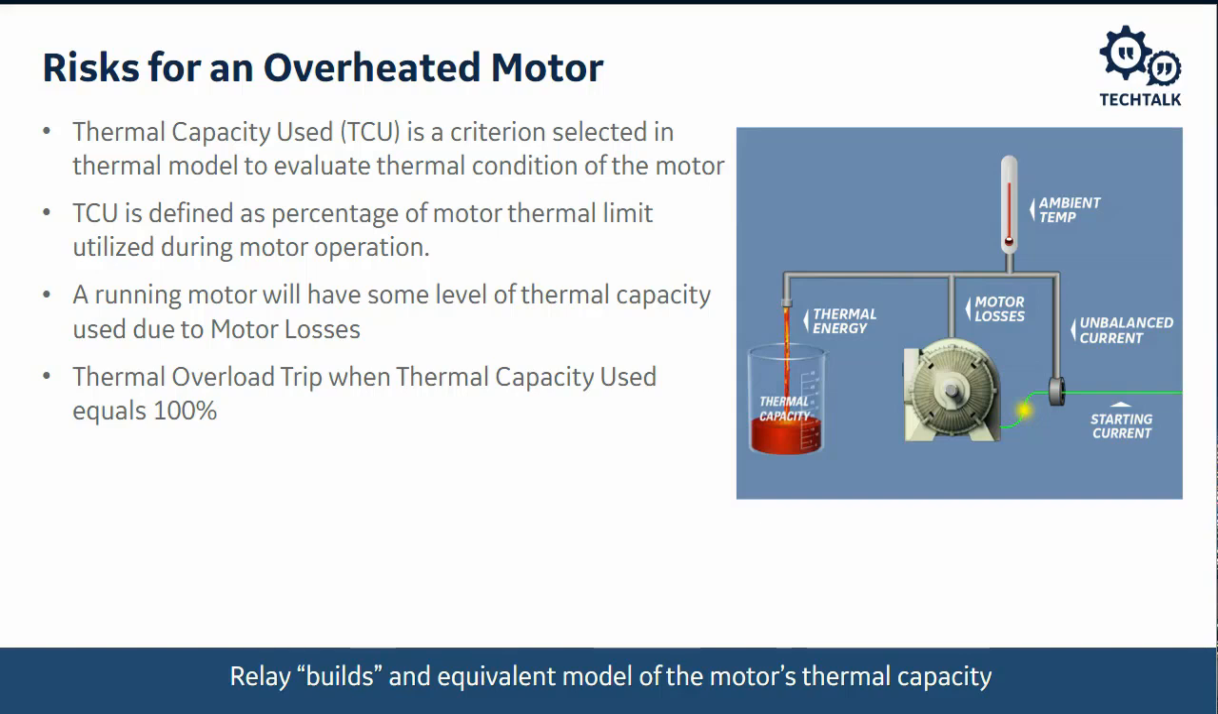And so those things can all be brought into the motor protective relay and allow the motor protective relay to build this motor model and model the thermal capacity used. And again, when you reach 100% of that thermal capacity used, you have no more thermal capacity left in the motor, and that's when a trip occurs.